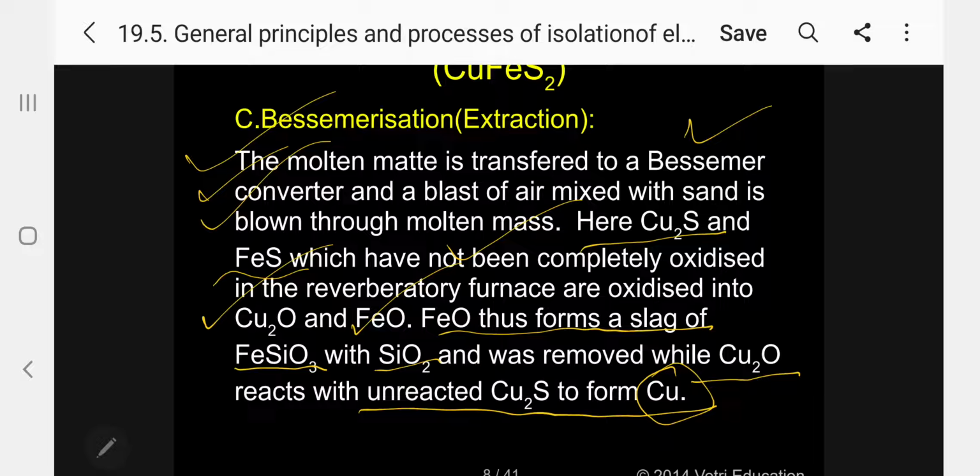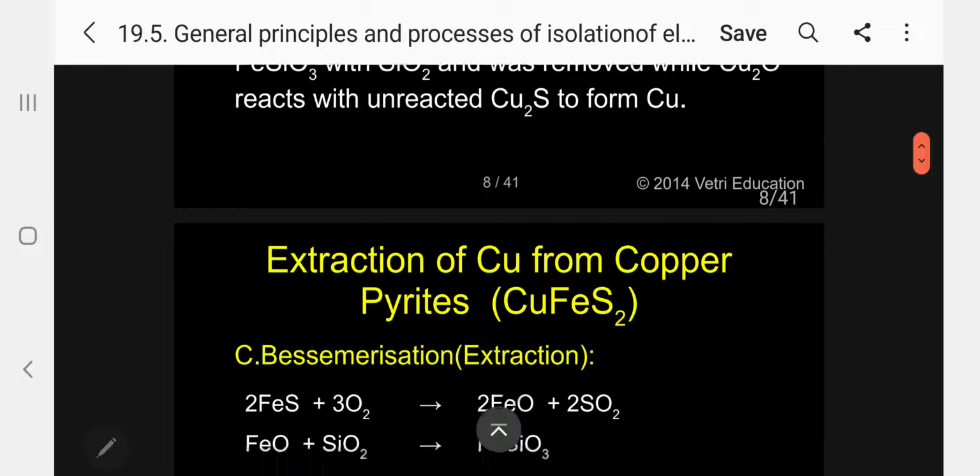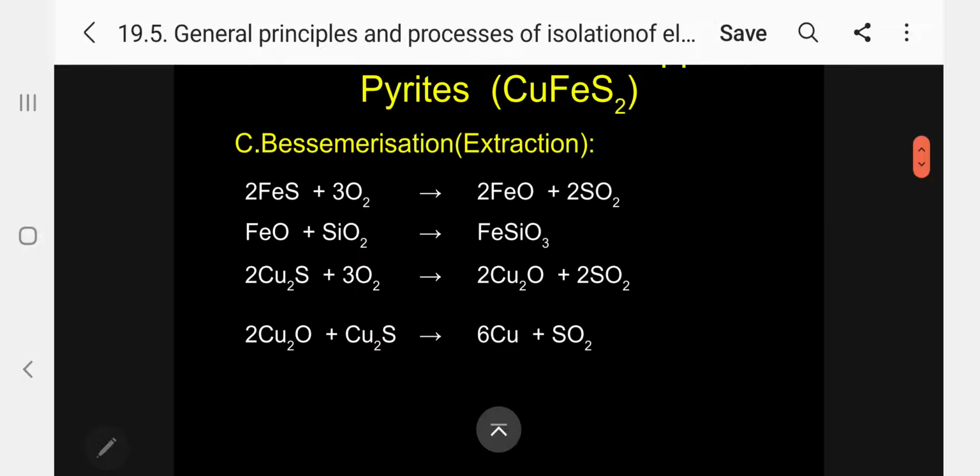Kindly follow. This we have already discussed in the self-extraction. Under this we have discussed this phenomenon. Kindly follow. So this is the reaction: 2 moles of FeS reacts with 3 moles of oxygen to form 2 FeO and 2 SO2. So we are getting this first one correspondingly.